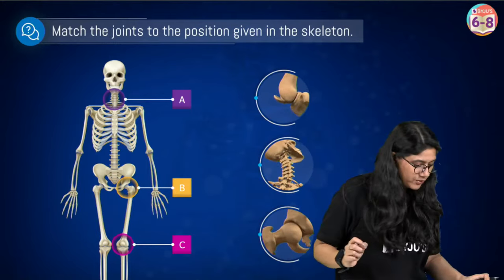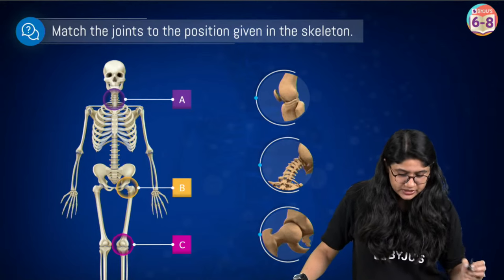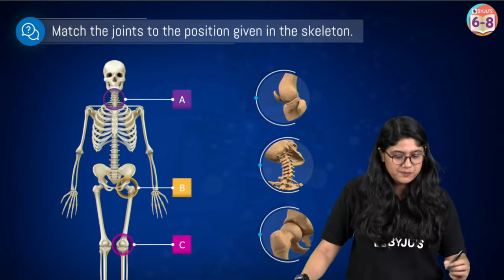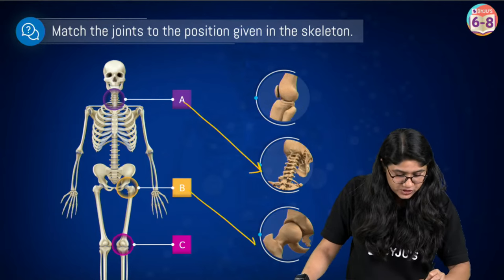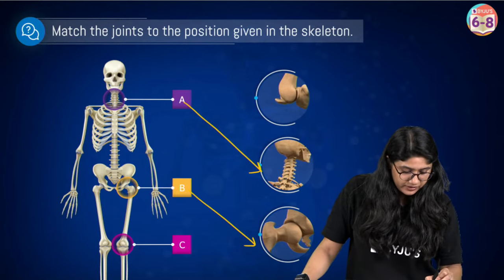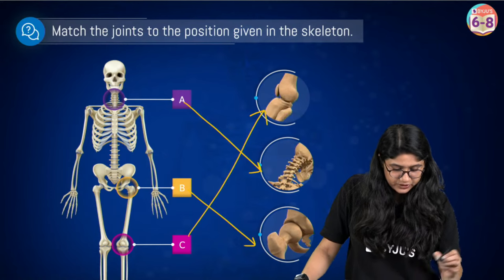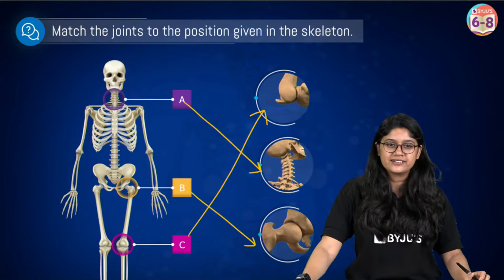Okay. Very quickly, everyone. A is which joint? Of course, A is a pivot joint, that we have in the neck. B over here is the ball and socket joint. And over here is this particular joint, the hinge joint.